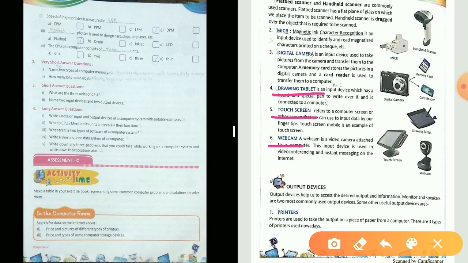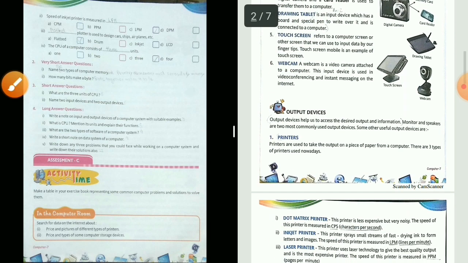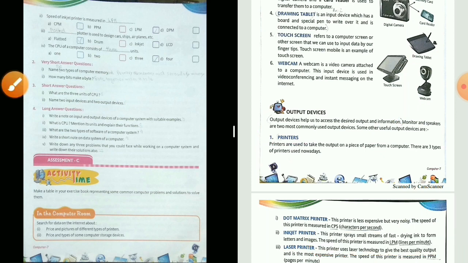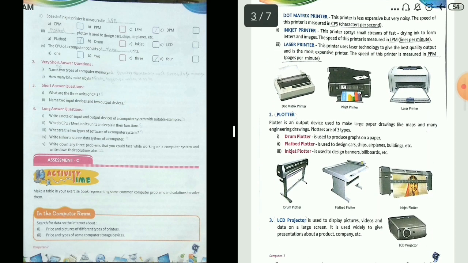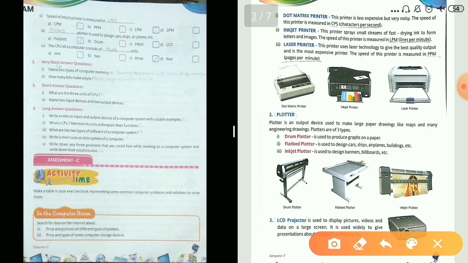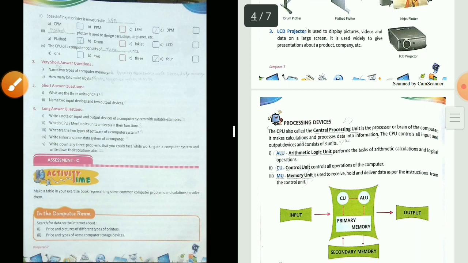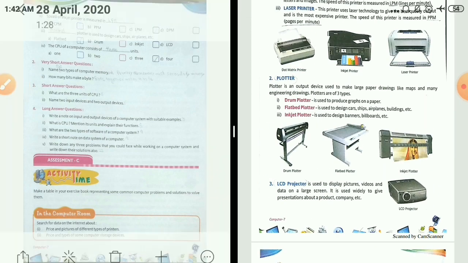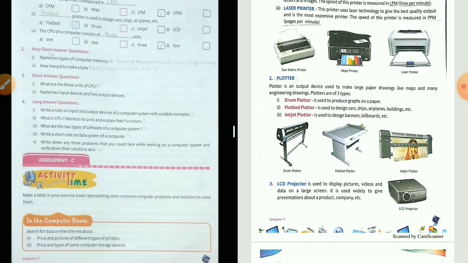Okay, now continue your answer with this one. Output devices help us to access the desired output and information. Yes, then write down examples. Then first one printers, write down. Then afterwards write down this one. Second one plotter. Third one LCD projector over there. So only the names you will be mentioning. Okay, this much you will be writing for your question number 1, fourth part.